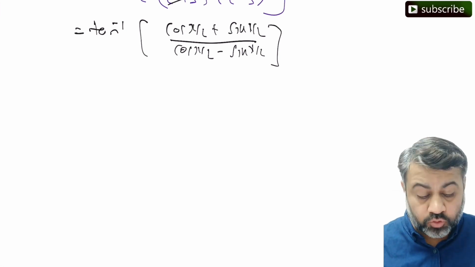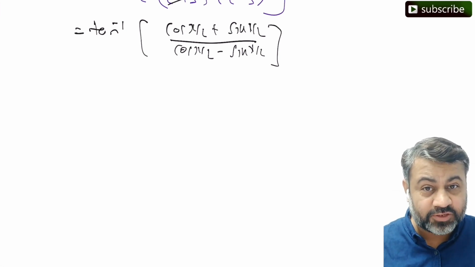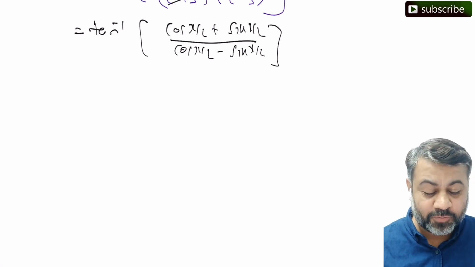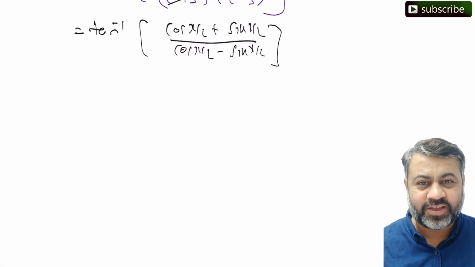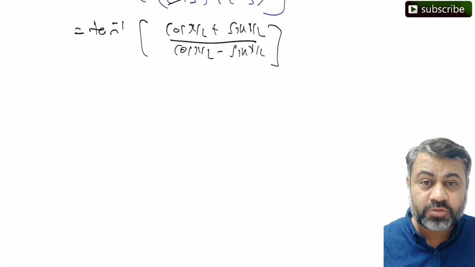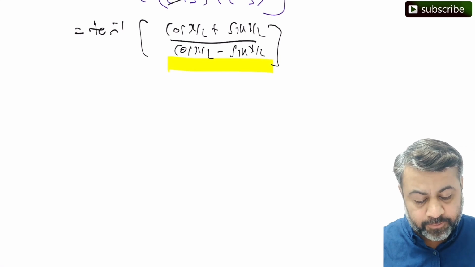What next? Now the question in the exam can start from this step also, where you have to differentiate tan inverse of cos x by 2 plus sin x by 2 by cos x by 2 minus sin x by 2. What next? As we discussed in the beginning, we will be using tan inverse of tan theta. I want to convert this into something of the form where tan theta is involved inside this entire bracket, right?